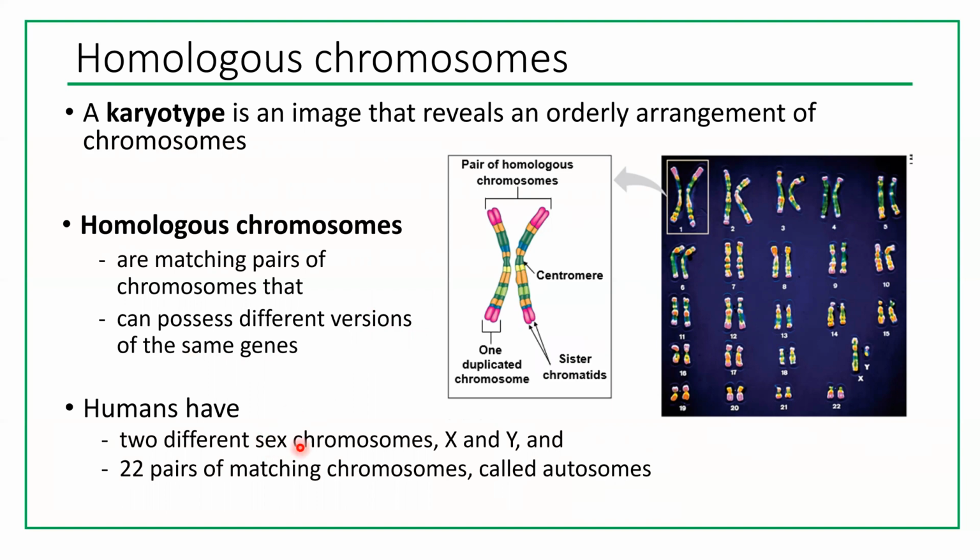Humans have 2 different sex chromosomes, X and Y, and 22 pairs of matching chromosomes called autosomes. So if you are a female, then you have XX chromosomes as your sex chromosomes. If you are a male, you have XY chromosomes as sex chromosomes. So X and Y are not homologous, right? Only in guys, we have 1 pair of chromosomes that are not homologous.